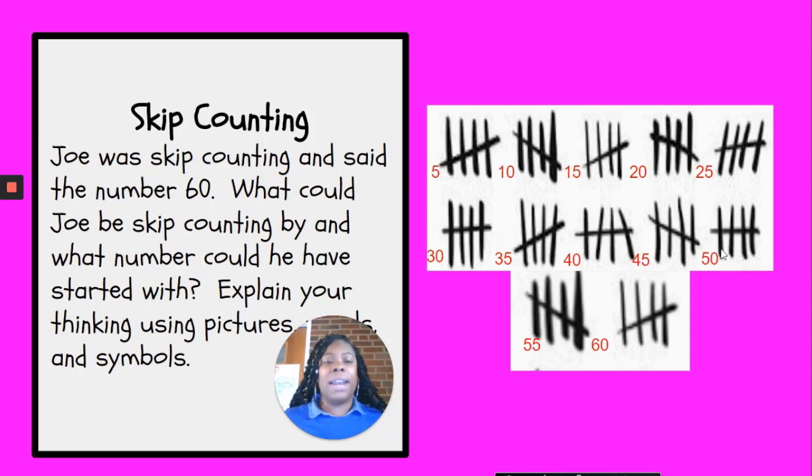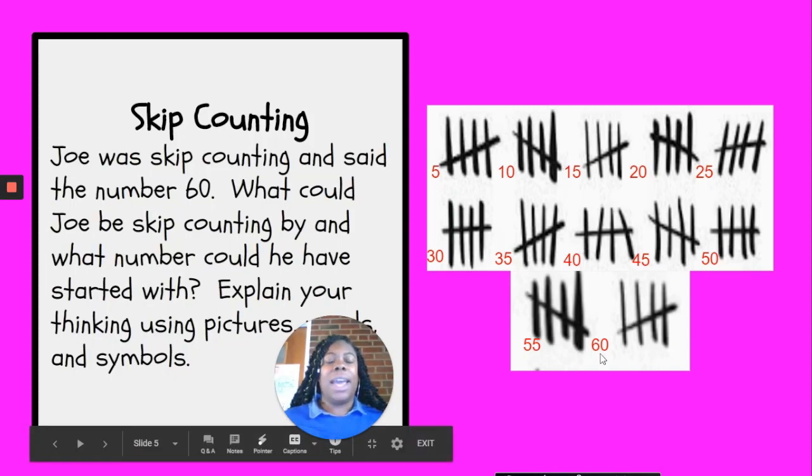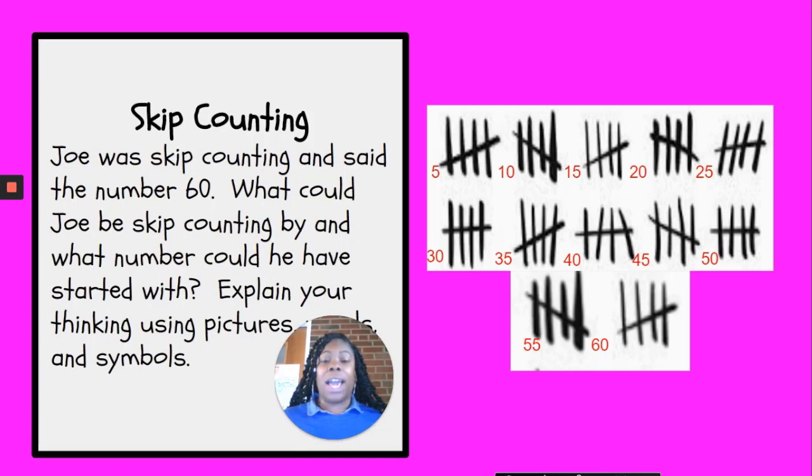So again, I am going to start with the number 50. I know with my pattern that 5 numbers after 50 will give me 55. 5 numbers after 55 will give me 60. And hey, I made it to 60 without having to start at the number 5.